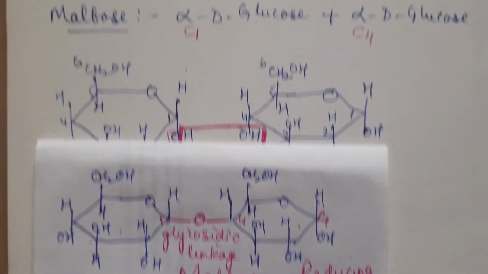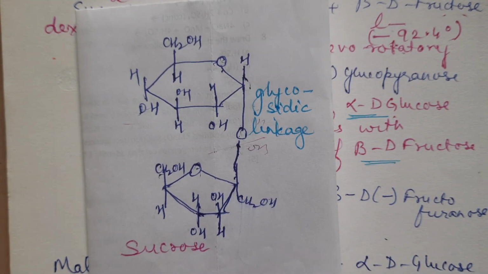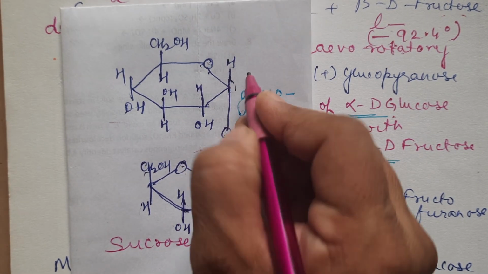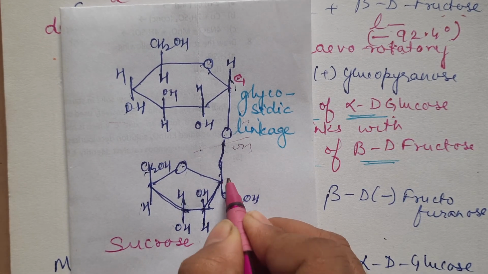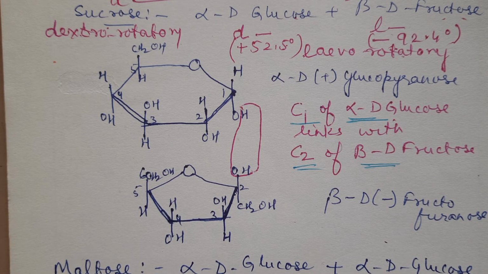So let us see what was there for sucrose, children. We have drawn this for sucrose, right? In sucrose, this is C, the first carbon atom of glucose, and the second carbon atom of fructose. Both are occupied. This is what we have written here.